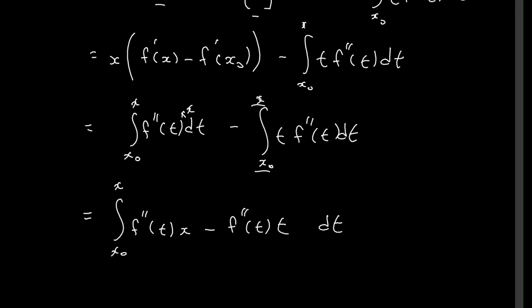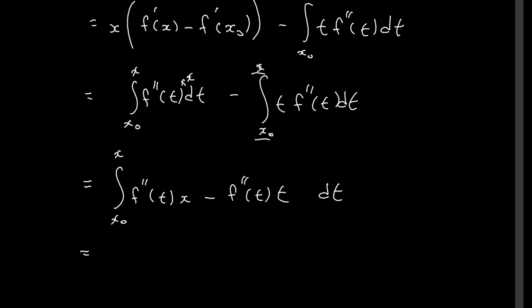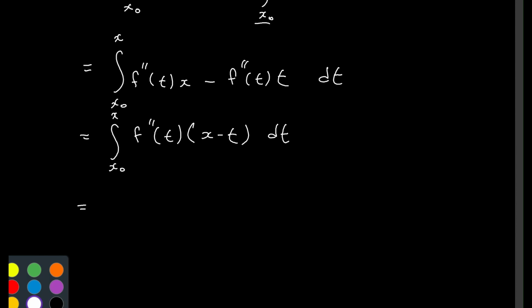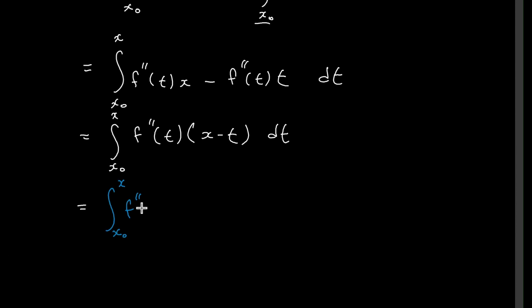And then when you combine all of this, it just becomes the integral from x naught to x of f double prime of t times x minus t dt. I'm going to write that in blue. In blue, from x naught to x, I think it'd be better if I switch the order actually. Sorry, x minus t times f double prime of t dt. So that was our linear polynomial approximation. Now, let's find the quadratic approximation.